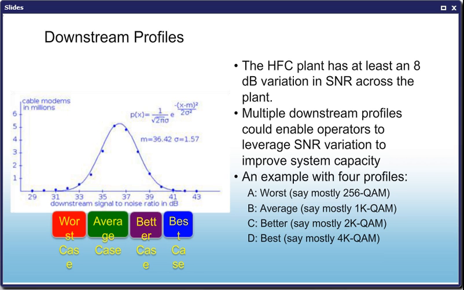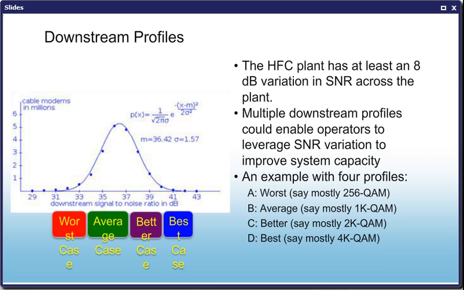Now, what does that really mean to you? What it means is that anywhere in the plant where you could run 256 QAM today, which is what everybody does, you're going to be able to run 1024 QAM with DOCSIS 3.1. You're going to go from 256 QAM, which is 8 bits, to 1024 QAM, which is 10 bits. That's a nice 25% bonus.